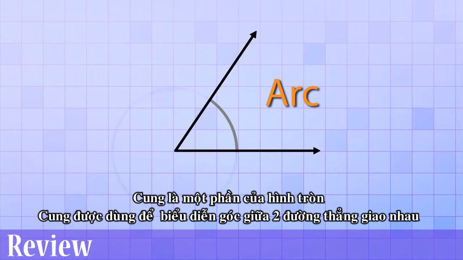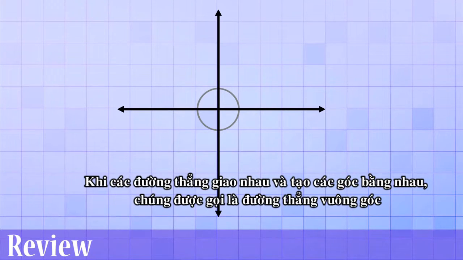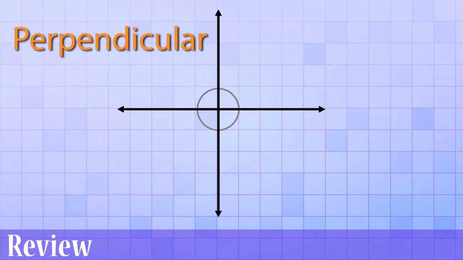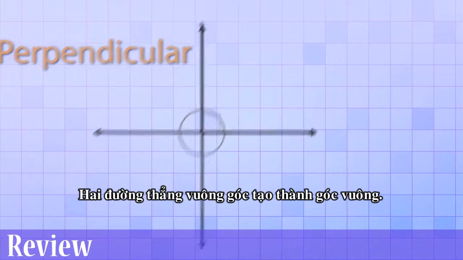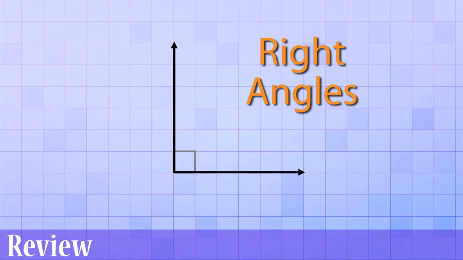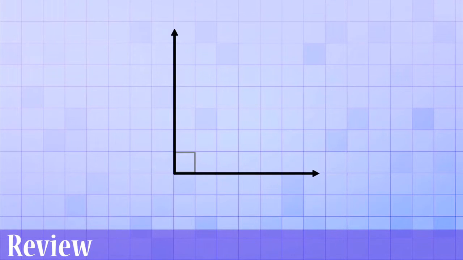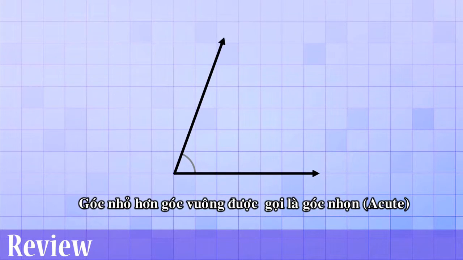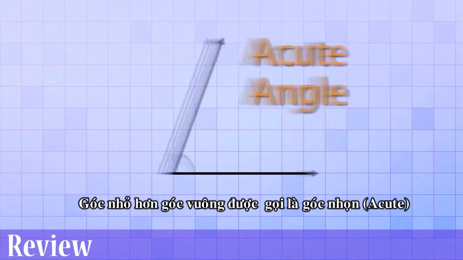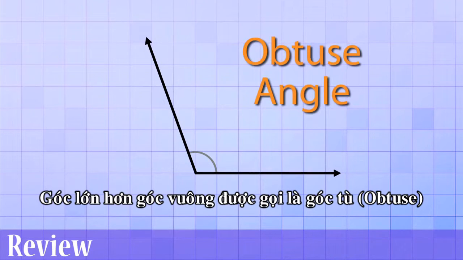An arc is a part of a circle. Arcs can be used to represent an angle between two intersecting lines. When intersecting lines form all exactly equal angles, the lines are perpendicular. Perpendicular lines form right angles. Right angles are square corners, and we use a special square symbol to show that an angle is a right angle. An angle that's smaller or less than a right angle is called an acute angle. An angle that's bigger or greater than a right angle is called an obtuse angle.